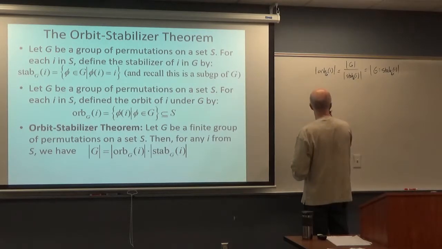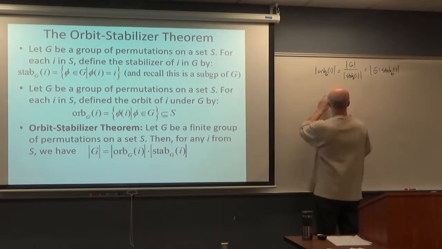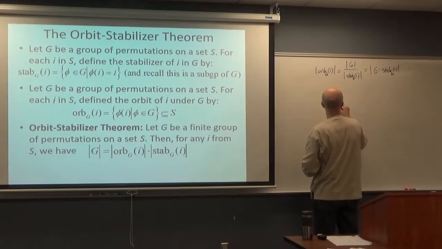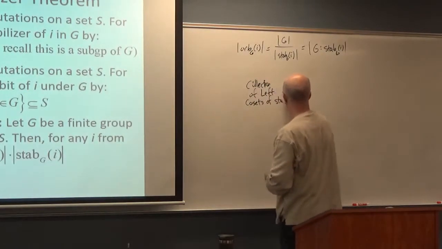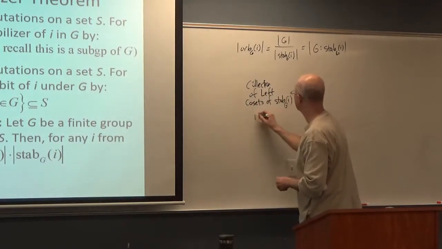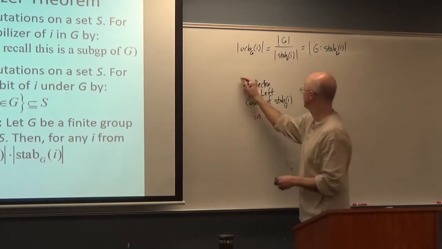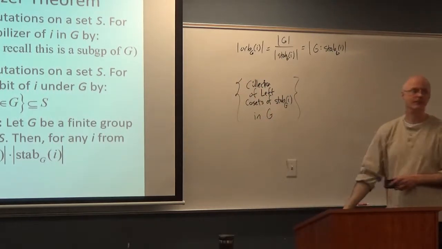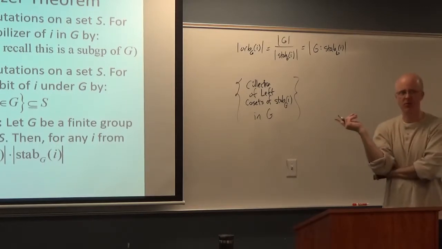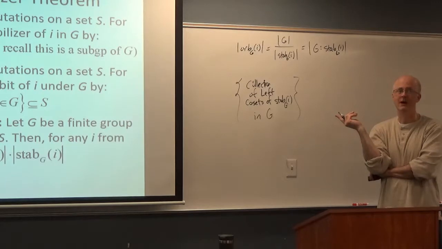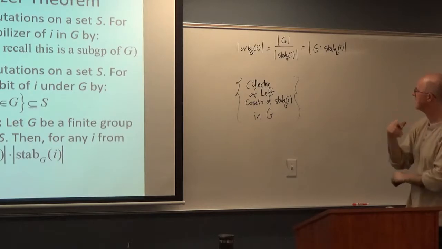If you consider then the collection of left cosets of the stabilizer in G, consider that set, every element of the set is a left coset. Kind of a strange concept. This concept is going to be super important in chapter 9. We'll talk about factor groups. I mentioned that the other day. They're also called quotient groups, but our text calls them factor groups.